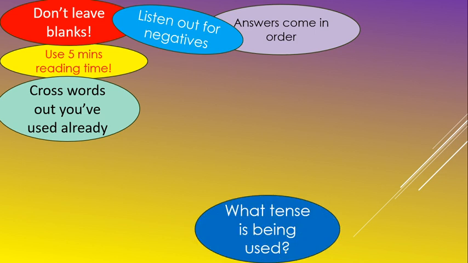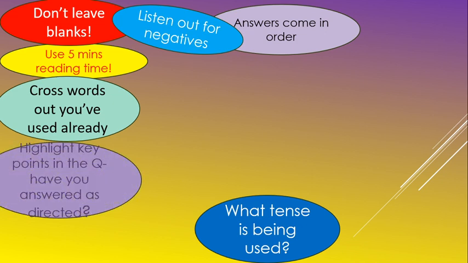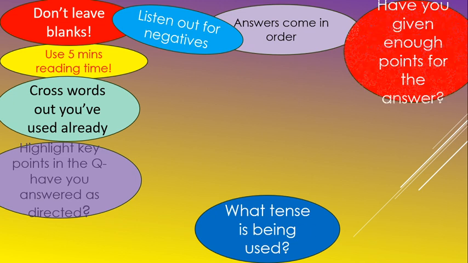Look at what tense have been used. Generally in a text they'll use lots of different tenses, but your question will be asking you something specifically based around one tense. Highlight keywords is another good one. And also, have you given enough points for the answer? If there are 4 marks available, make sure that you have answered with 4 different pieces of information.